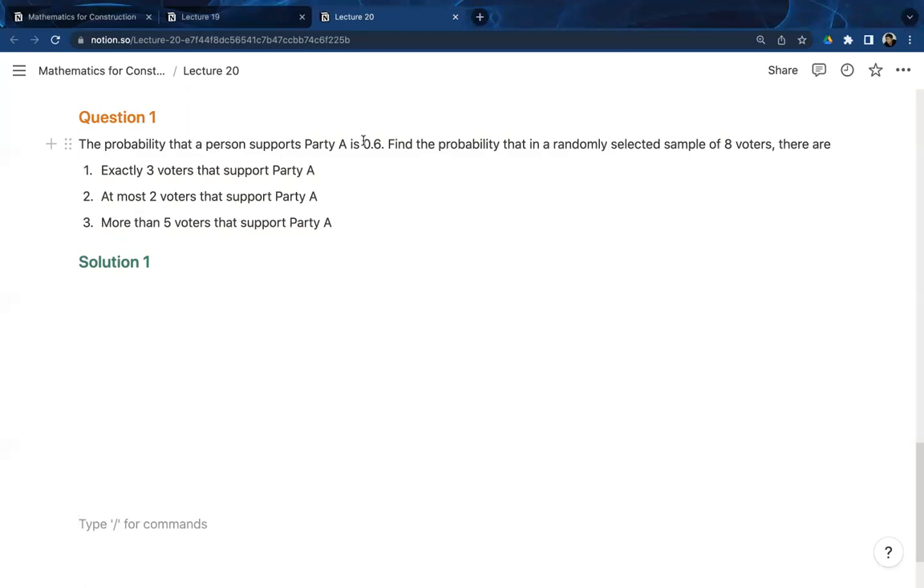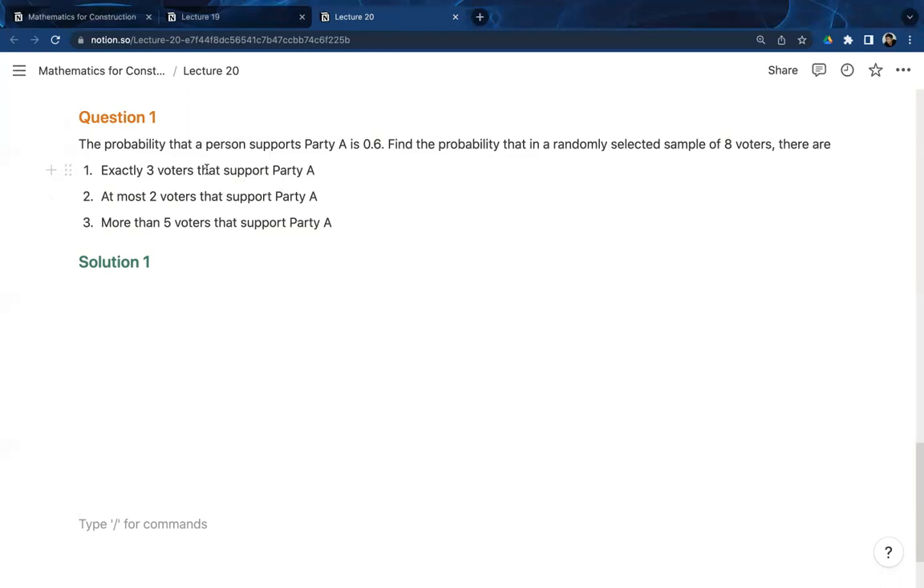But now you have 8 of them. So you're repeating a process 8 times. Those are the 8 independent trials. Probability of success does not change. It's still 0.6 for each trial. However, when you perform all the 8 trials, you want to ask yourself, what's the probability of X having a certain value? X, of course, is the number of people who support party A. You could have 0 of them, 1, 2, 3, up until 8, right? So this is a fit for the binomial distribution.